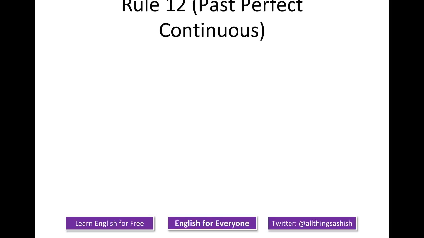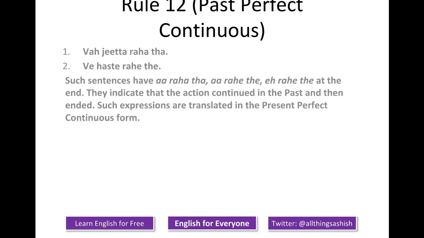Let's look at rule number 12, past perfect continuous. वह जीतता रहा था, वे हंसते रहे थे. Such sentences have आ रहा था, आ रहे थे, ए रहे थे at the end. They indicate that the action continued in the past and then ended. Such expressions are translated in the past perfect continuous form. The formula for the past perfect continuous: subject plus had been plus the fourth form of the verb.